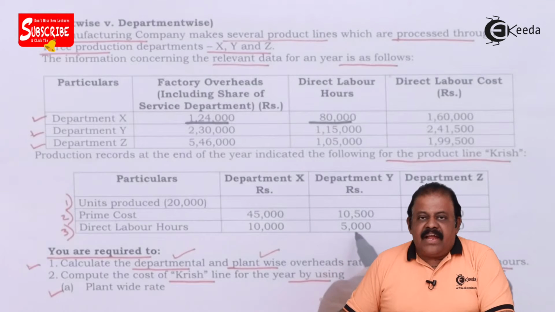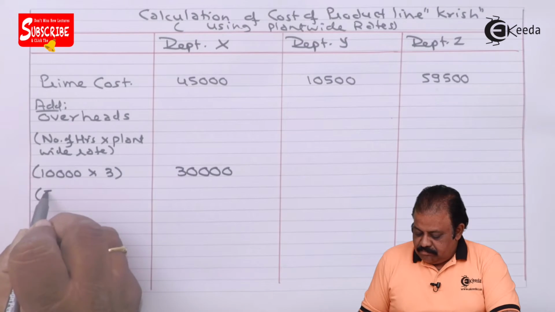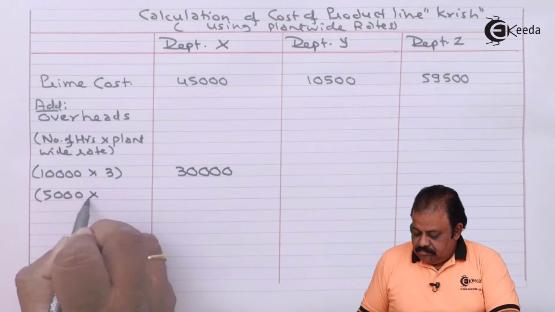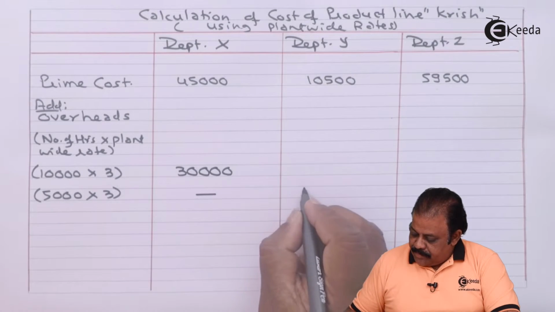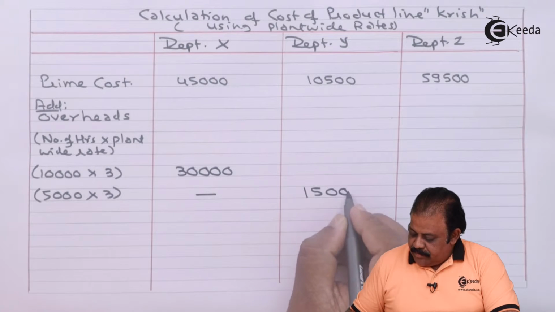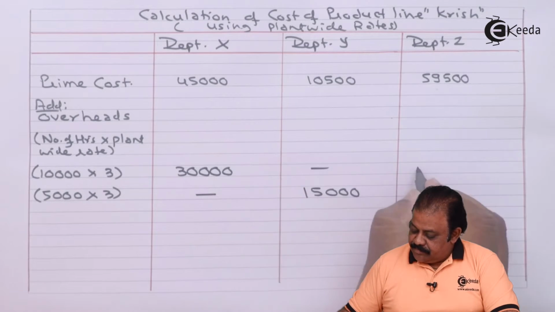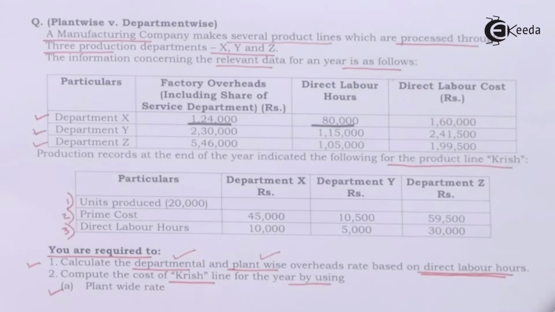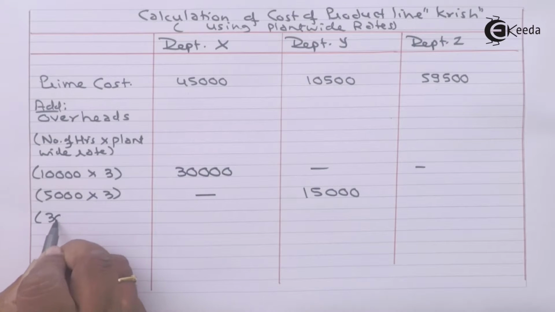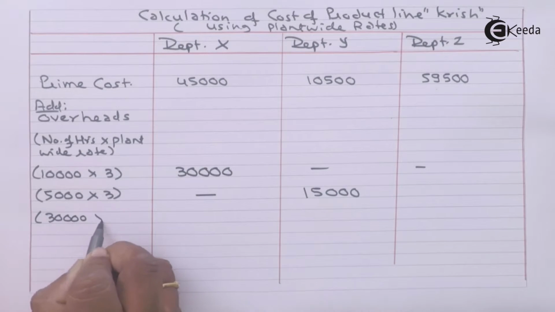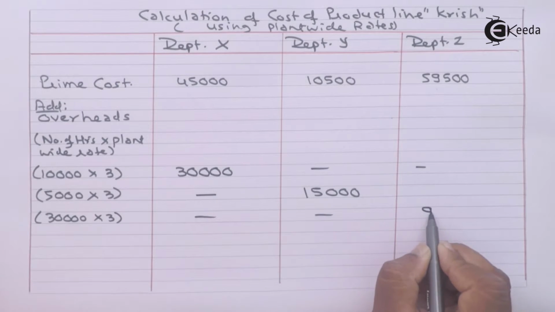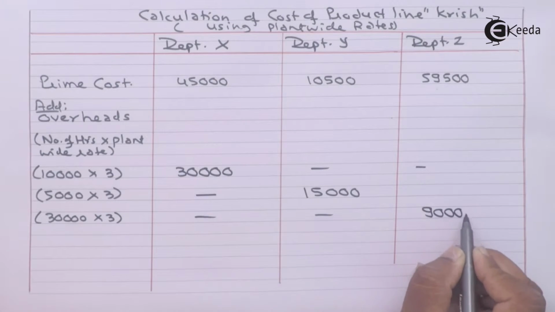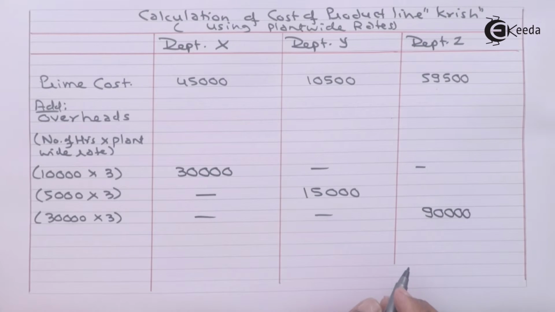In case of department Y, 5,000 hours multiplied by 3, 15,000. In case of department Z, 30,000 hours multiplied by 3, rupees 90,000.